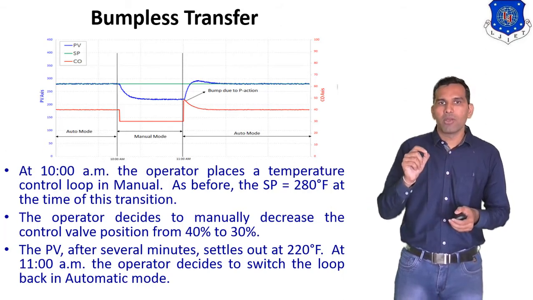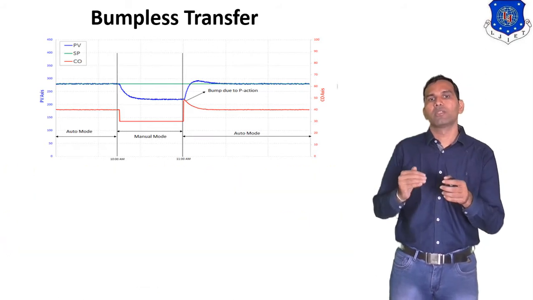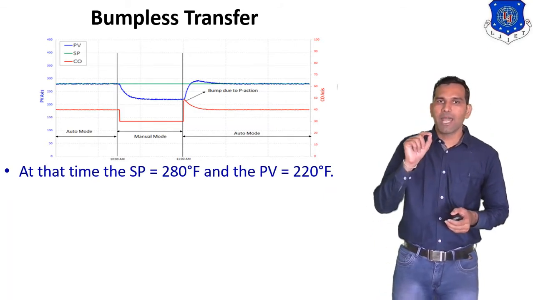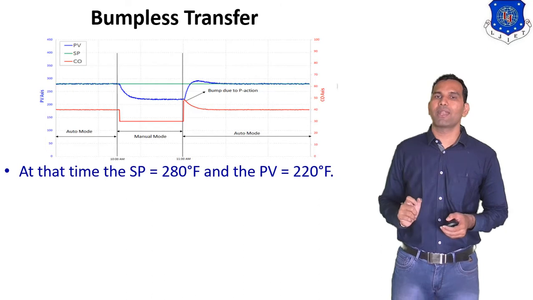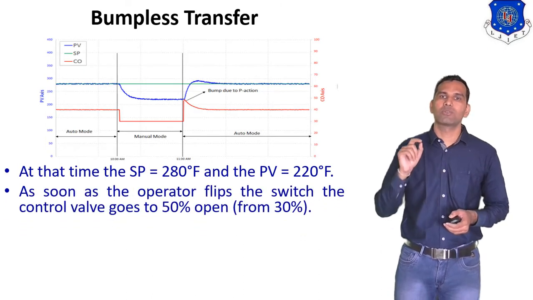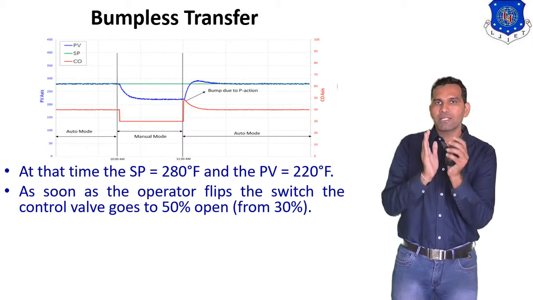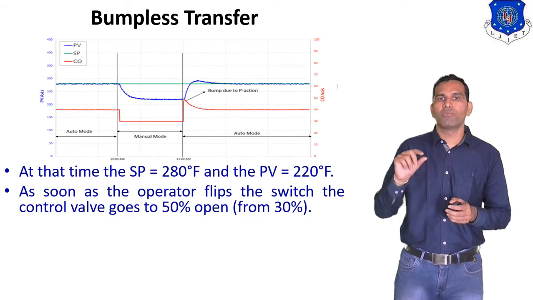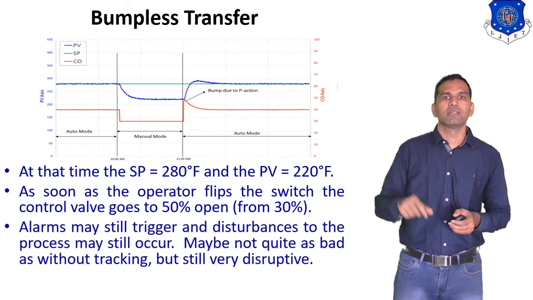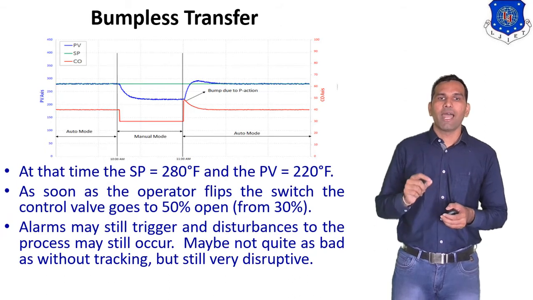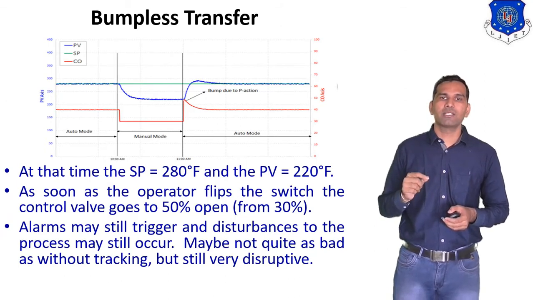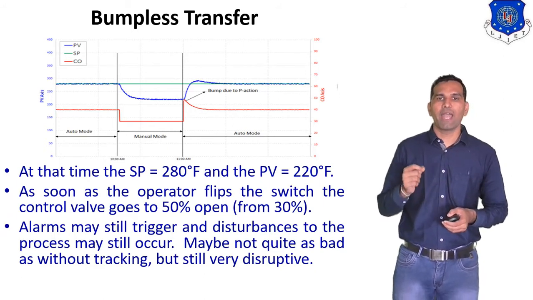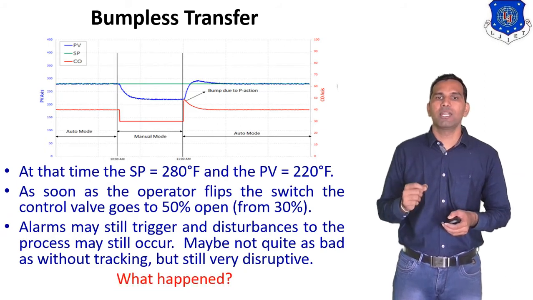At 11 AM, the operator decides to switch the loop back to automatic mode. Now, at that time, SP is equal to 280°F and PV is equal to 220°F. So as soon as the operator flips the switch, the control valve goes to 50% open from 30%. Alarms may still trigger and disturbance to the process may still occur. Maybe not quite as bad as without tracking, but still very disruptive.